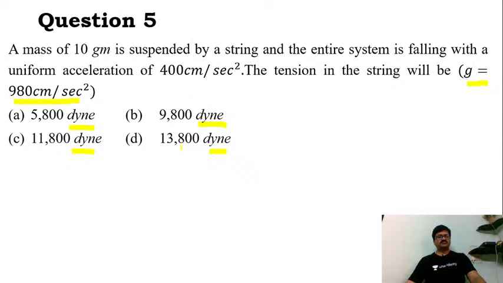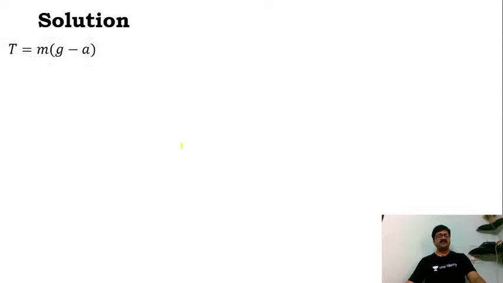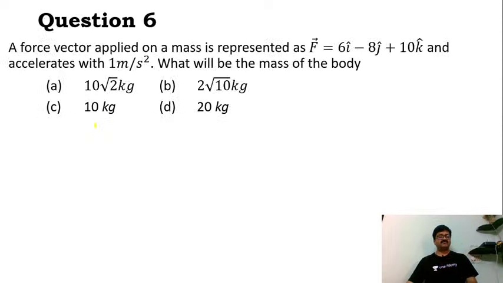Fine. So as per the given, we can say that tension T is equal to M into G minus A. Mass is 10, G is 980, and A is 400 centimeter per second square. So we get 980 minus 400, which is obviously 580. 580 into 10 is 5800. 5800 dyne is the answer. Now let me progress to the next question.